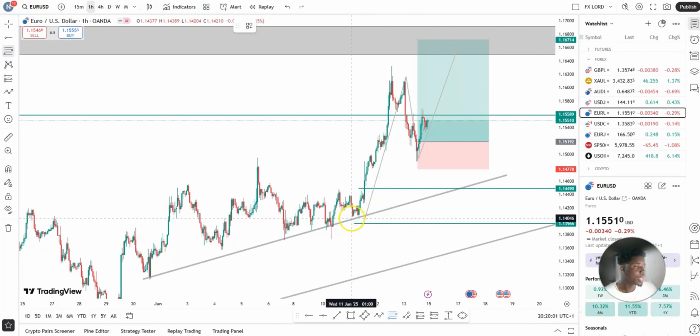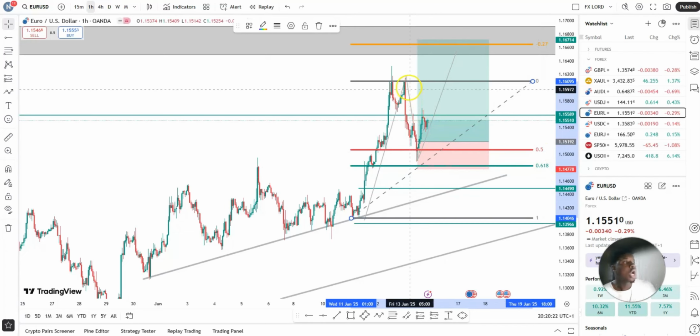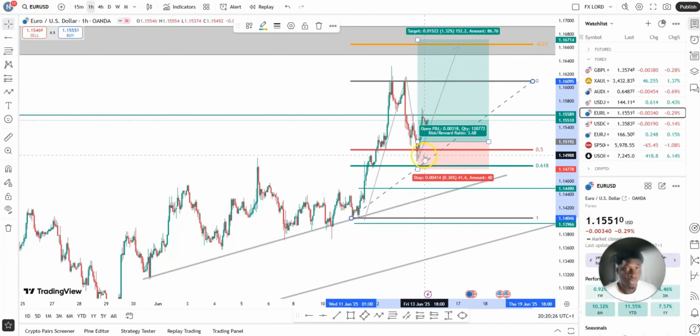So I'm going to draw it from the bottom to the top. At this level, I can see my 50% level. I can also see my 0.618 level. So what I'm waiting for is for the market to retrace into my 50% level.